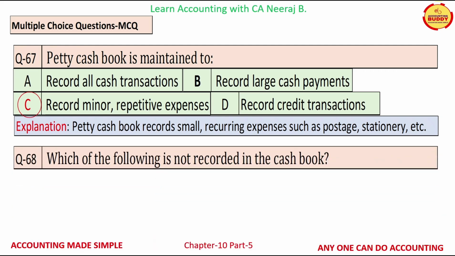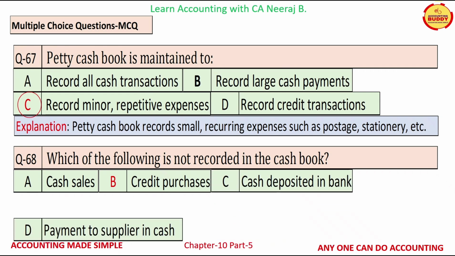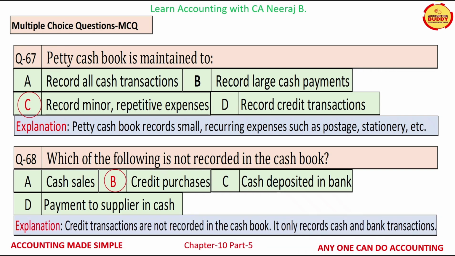Question number 68. Which of the following is not recorded in the cash book? And the available options are option A, cash sales, option B, credit purchases, option C, cash deposited in bank, and option D, payment to suppliers in cash. And the correct answer is option B, credit purchases. Credit transactions are not recorded in the cash book. It only records cash and bank transactions.